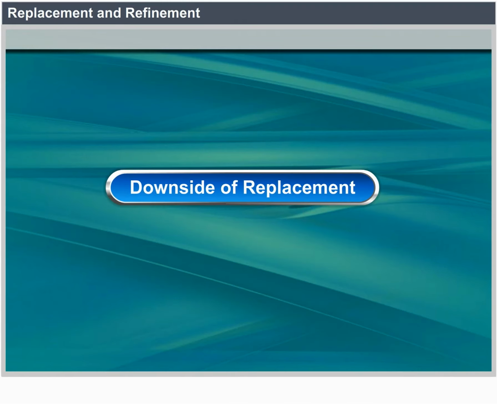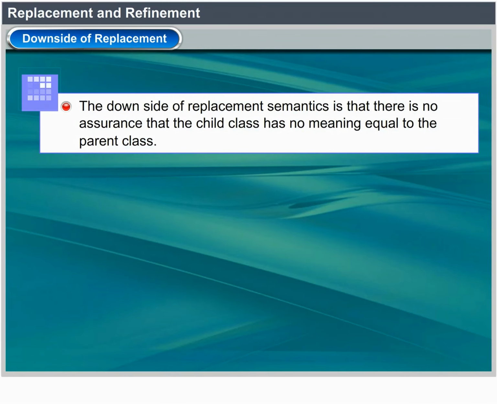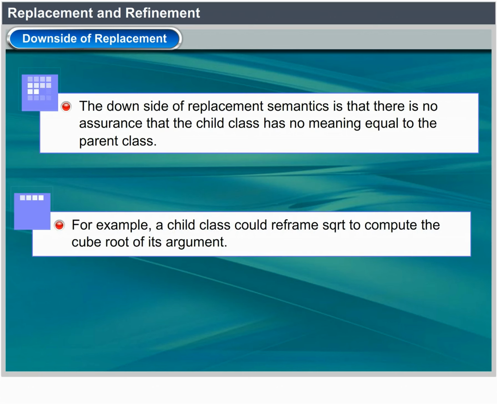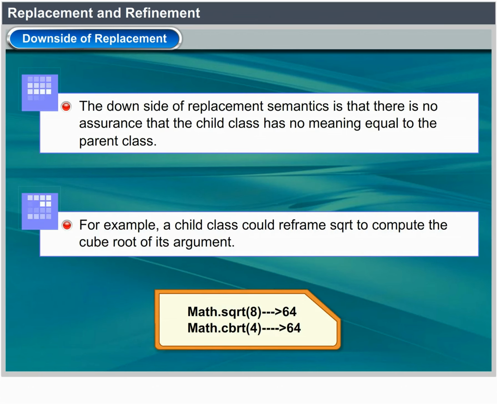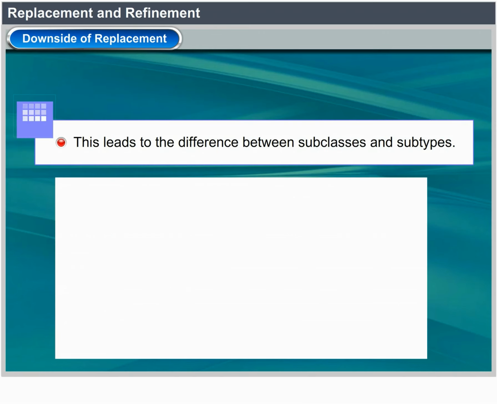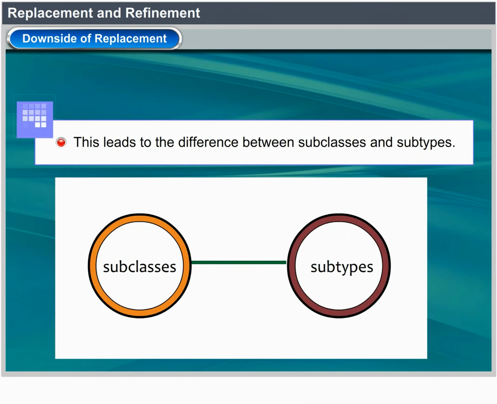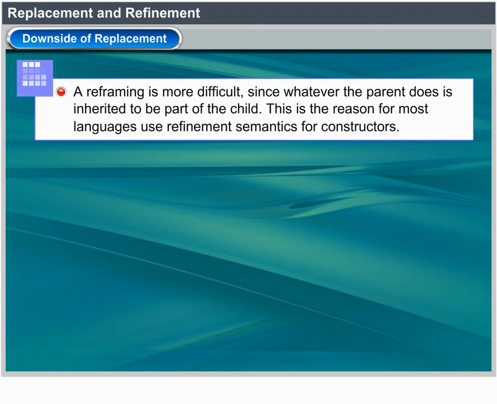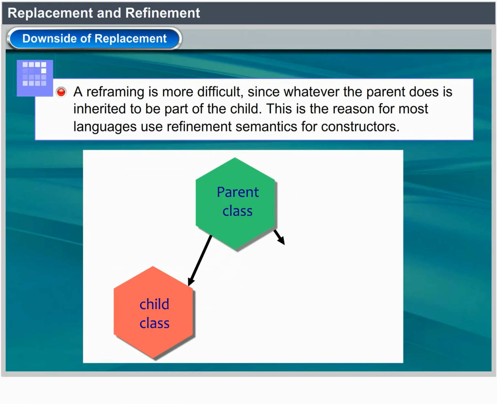Downside of replacement. The downside of replacement semantics is that there is no assurance that the child class has any meaning equal to the parent class. For example, a child class could redefine square root to compute the cube root of its argument. This leads to the difference between subclasses and subtypes. A refinement is more difficult since whatever the parent does is inherited to be part of the child. This is the reason most languages use refinement semantics for constructors.